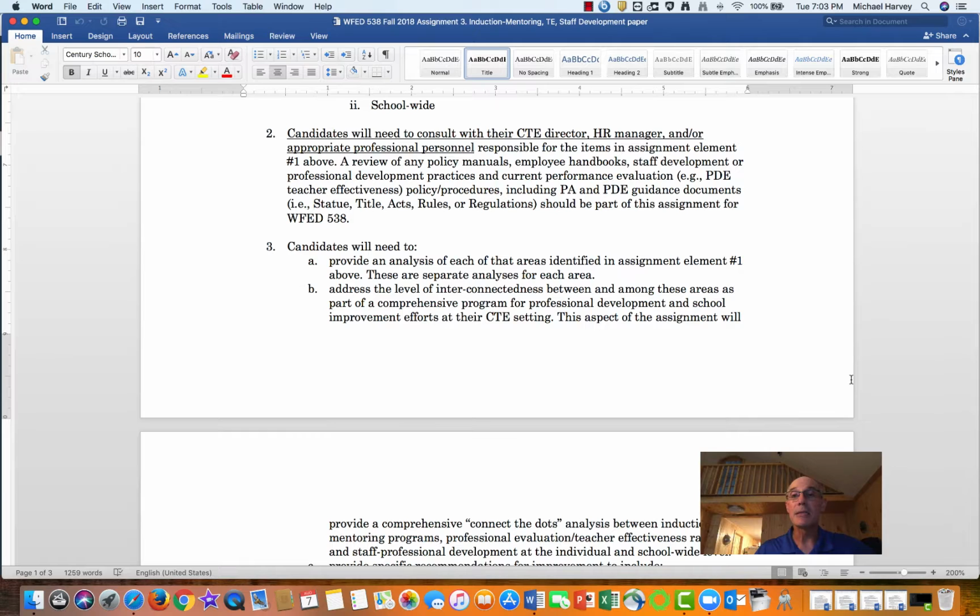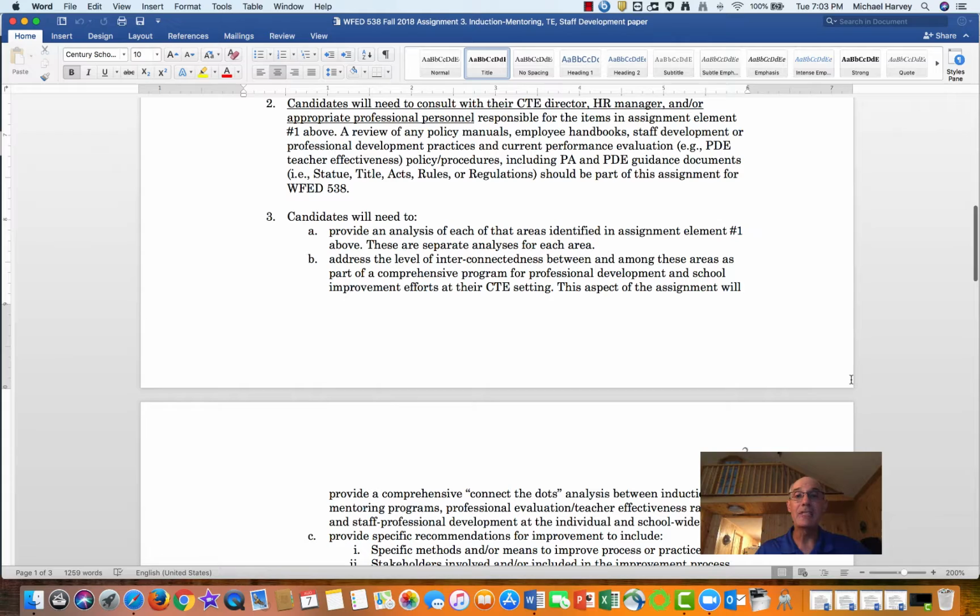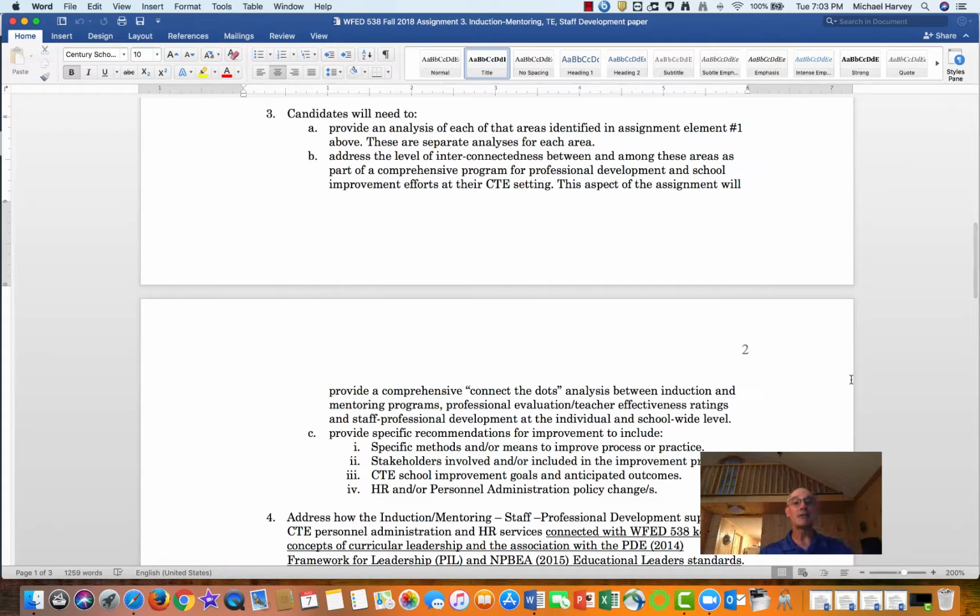Candidates will need to work with their CTE director, the HR manager, or other appropriate personnel in their setting to take a look at this assignment and to meet the needs and gain the information from assignment element number 1. This also should include taking a look at the issues of staff development, teacher effectiveness, and program planning, and there are a variety of statutes and regulations that can be and should be part of this assignment. Candidates will need to A, provide an analysis of each area and each element in this assignment for number 1. These are separate subsection analyses for each of those in the 4 areas identified in assignment number 1.